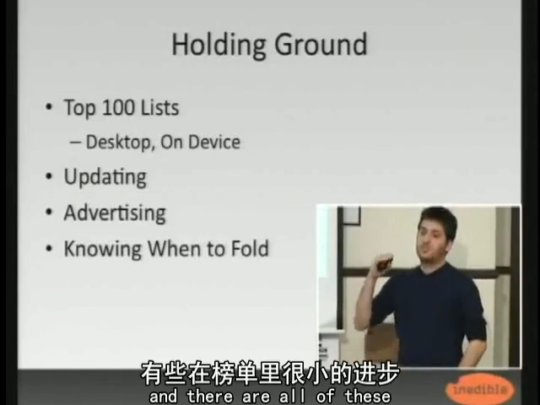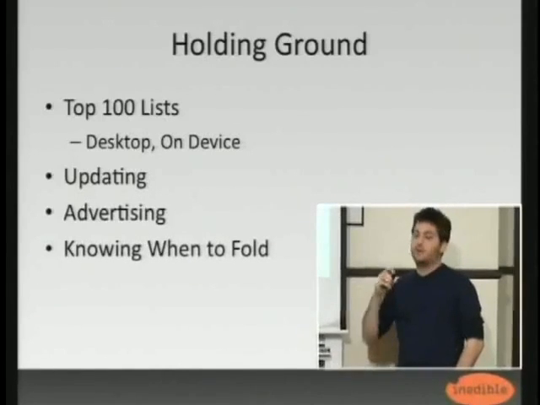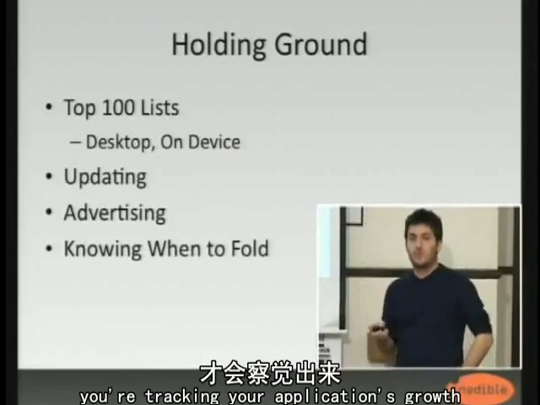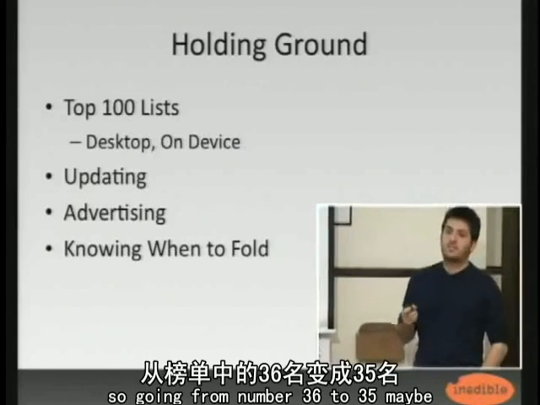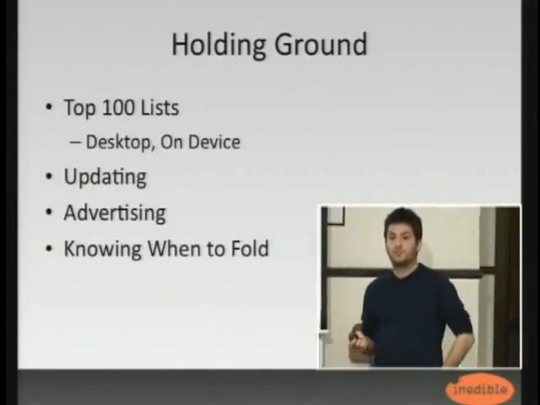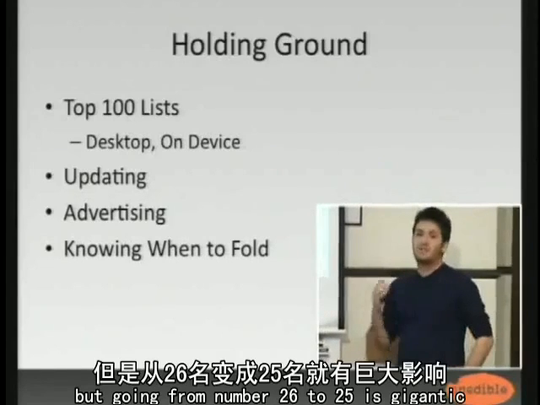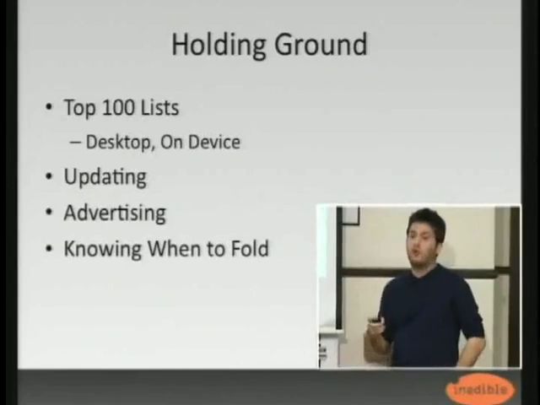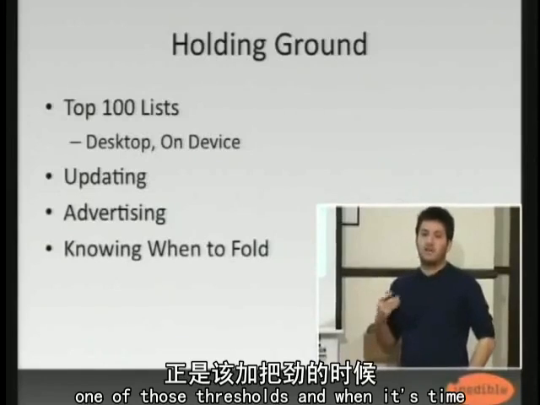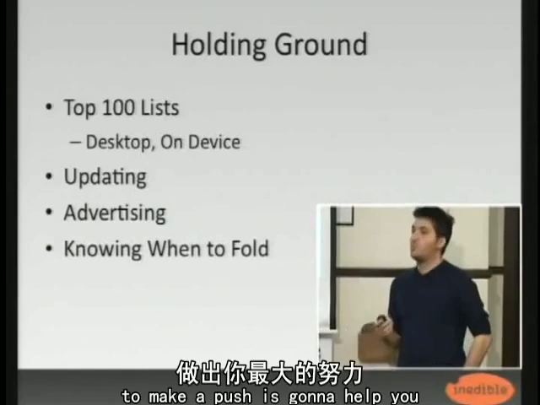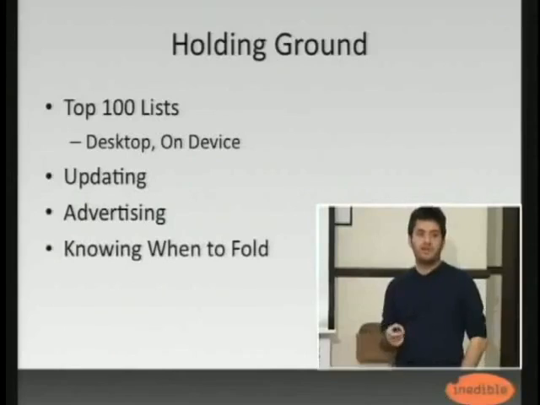And there are all of these discrete jumps in visibility, and you'll see them as you're tracking your application's growth. So going from number 36 to 35 maybe doesn't make that big a difference in terms of visibility, but going from number 26 to 25 is gigantic. And knowing when you're close to one of those thresholds and when it's time to make a push is going to help you really make the most out of the effort you're putting into getting your app noticed.